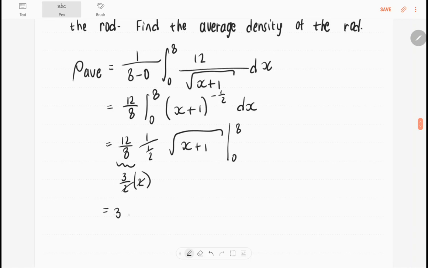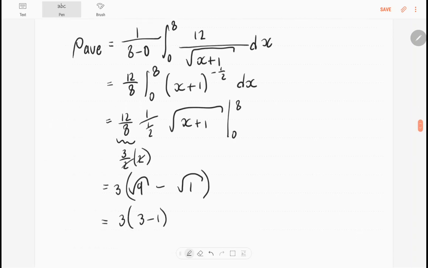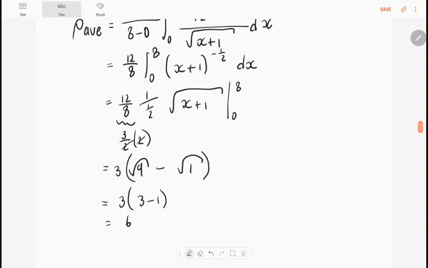When we substitute in our bounds, what we get is 3 multiplied by 8 plus 1, which is root 9, and if we substitute in our bottom bound, then we have minus the square root of 1. So we end up having 3 multiplied by 3 minus 1, which is 6 kilograms per meter. This is the end of the procedure exercises.